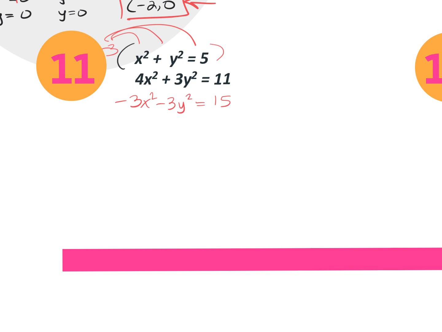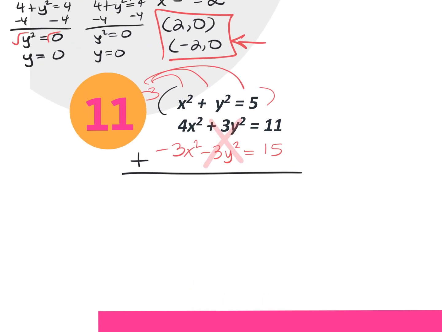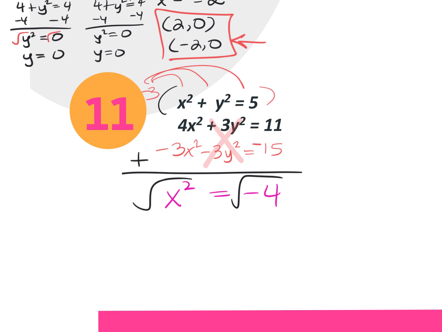I'm now going to add these 2 equations together. Notice the y squareds cancel, but then I add 4x squared plus negative 3x squared, and I just get x squared. And then this is also going to give me a negative 15 here. So when I distribute the negative 3 there, 11 plus negative 15 is negative 4. As soon as I square root this, I end up with positive and negative 2i.